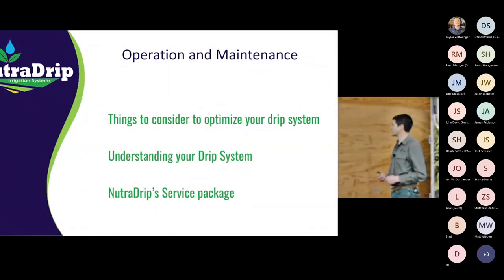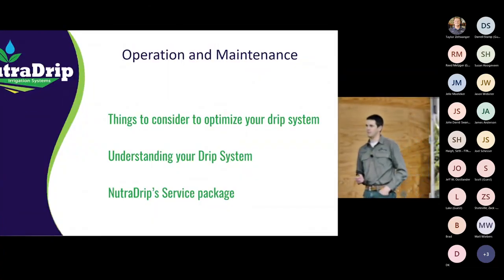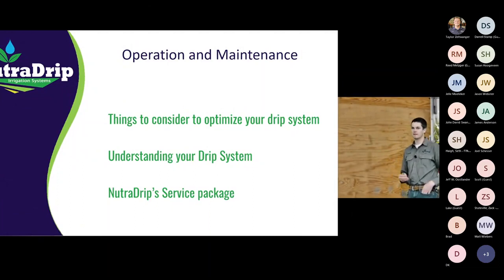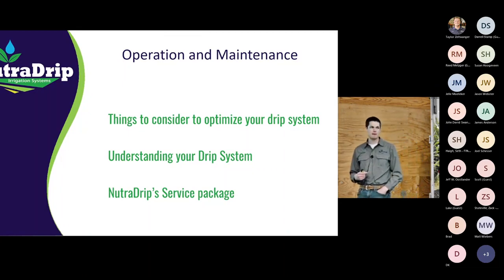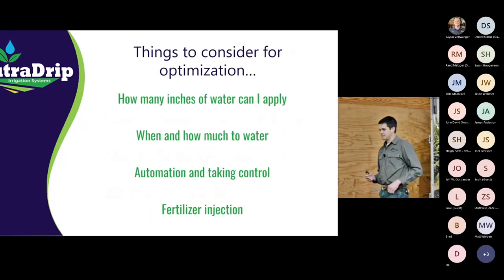Operation and maintenance: things to consider to optimize our drip system. We've heard a lot about that today, but on the system level, we'll take a look at that. Understanding your drip system, I think that's the key thing, to understand your system to make the most of it. And then what NutraDrip offers for our service package. So, things to consider for optimization.